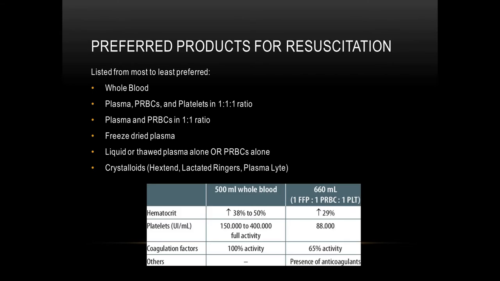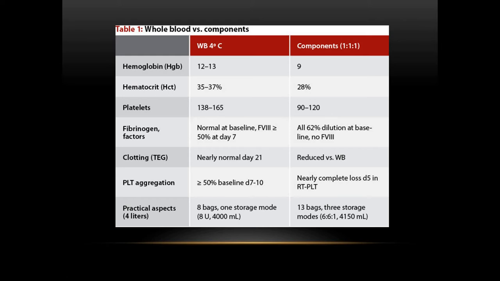So here's just a little look at the difference between if we give 1-to-1-to-1 versus just giving whole blood. So this has a little more volume here than the 500 mLs, but we can see that the hematocrit in whole blood, the platelets in whole blood, the coagulation factors are all better when that blood is just kept as a single unit, as whole blood. And this is just another slide kind of showing again the same examples.